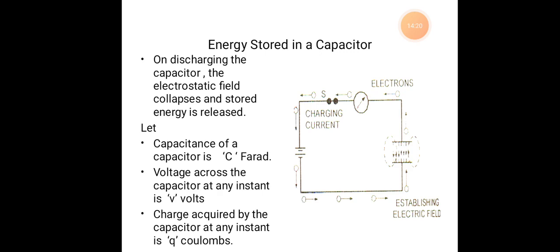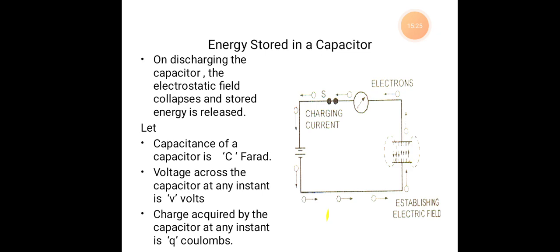We have already explained charging of a capacitor and discharging of a capacitor in previous video sessions. With the same circuit diagram, on discharging the capacitor, the electrostatic field collapses and the stored energy is released to the load. Let the capacitance of the capacitor be C farads. Capacitance is represented by the capital letter C, and the unit of capacitance is the farad.